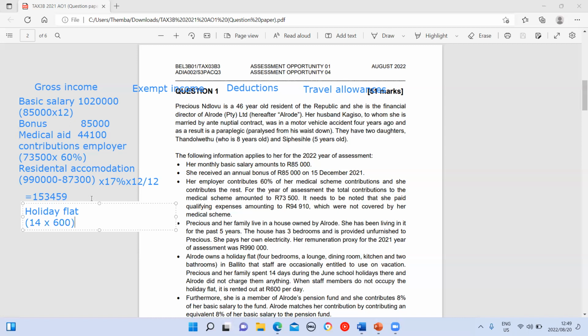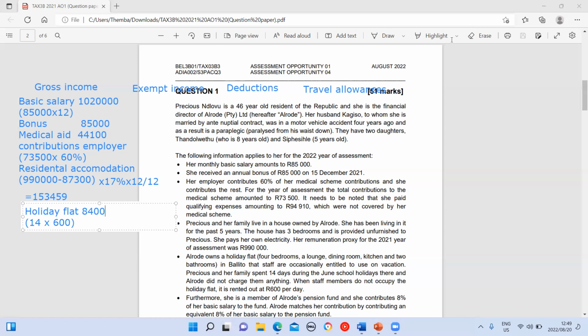What is that? It's 8,400. See, a much simpler calculation based on days, compared to the earlier one. But even this is simple. It's just that you have to understand what to do. So let's move on.